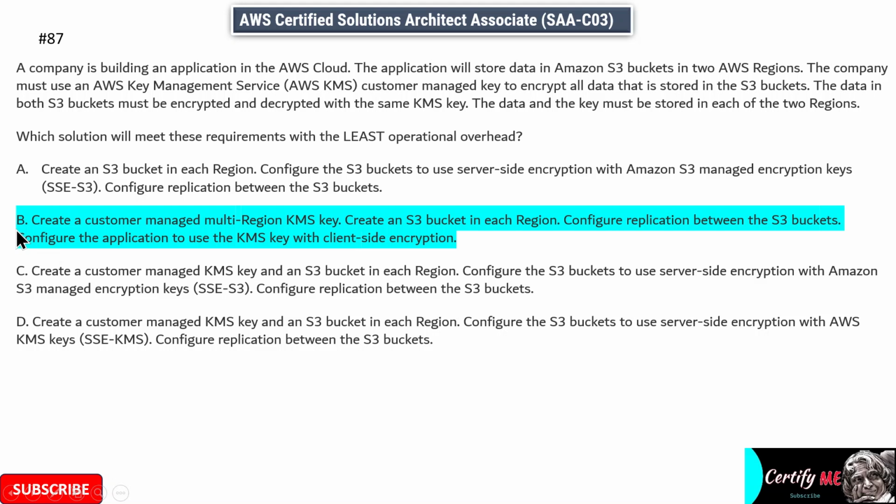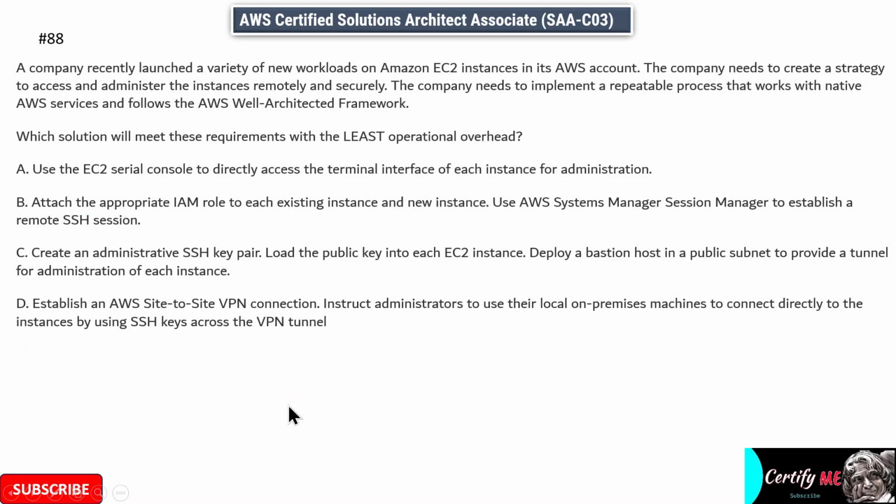The correct answer is option B. Create a customer managed multi-region KMS key, create an S3 bucket in each region, configure replication between the S3 buckets, configure the application to use the KMS key with client-side encryption.